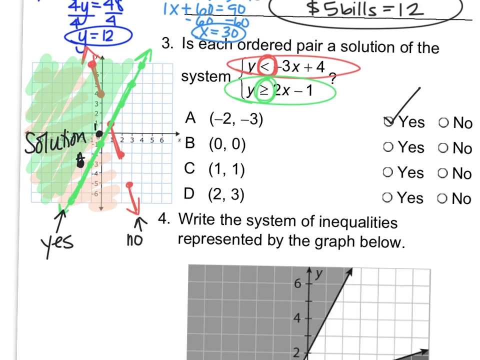0, 0, B, same thing. 1, 1 is going to be no, because it has to be in both sections, and it is in the green section because that's solid, but it's not on the red because that's a dashed line. So that's why that one's going to be no. And then +2, 3, that's up here. Again, that's only true for the green, not for the red line. So that one is also going to be no.